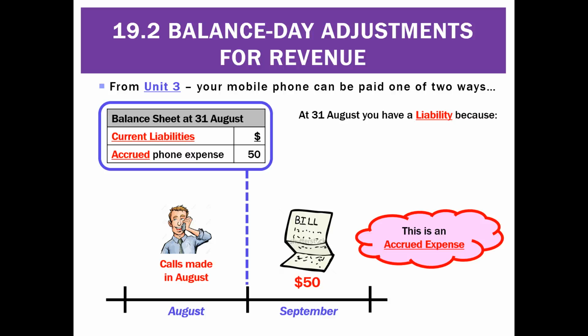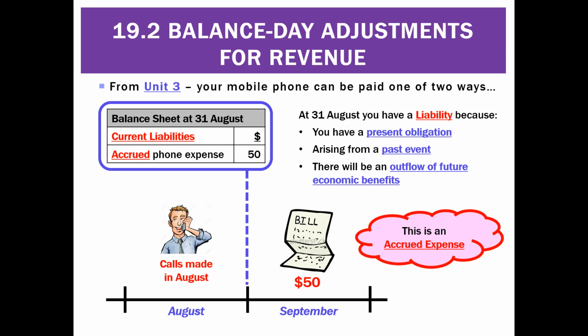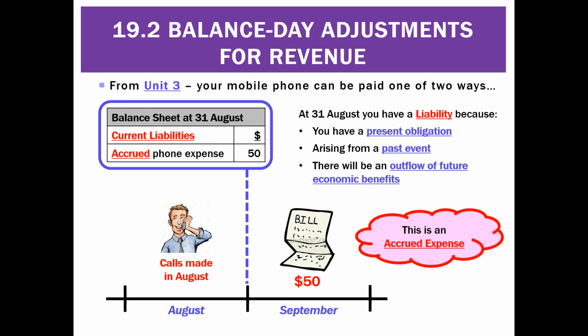The reason is I've made and used some calls, I've consumed some economic benefits, but I haven't yet paid for them. So I've got a present obligation to pay the phone company. There's a past event. I made the calls and used the data during August, and there will be an outflow of future economic benefits. I'll have to pay the $50 bill in September.